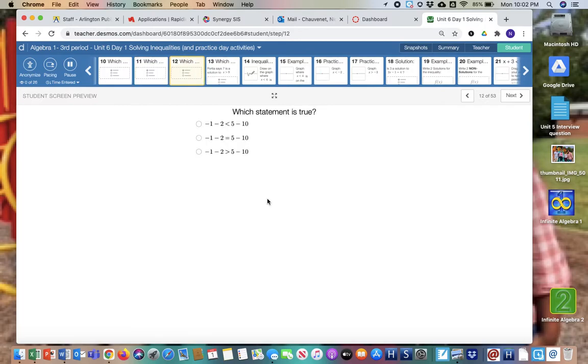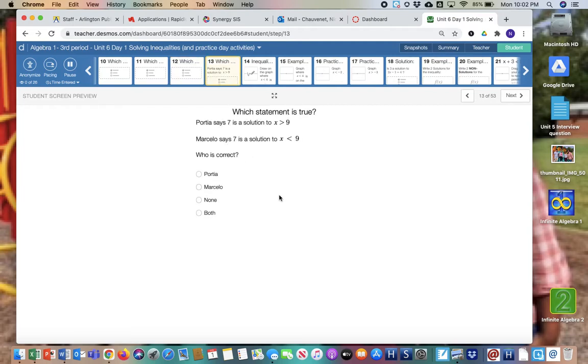Okay, one more slide here with the which one is true. Negative 1 minus 2 is less than 5 minus 10. So negative 1 minus 2 is negative 3. 5 minus 10 is negative 5. Negative 3 is less than negative 5. Again, that's not true. Negative 3 is greater than negative 5 because it's less negative. Negative 1 minus 2, which is negative 3, is equal to 5 minus 10. Again, that's not true. Negative 1 minus 2 is greater than 5 minus 10. That is true. Negative 3 is greater than negative 5.